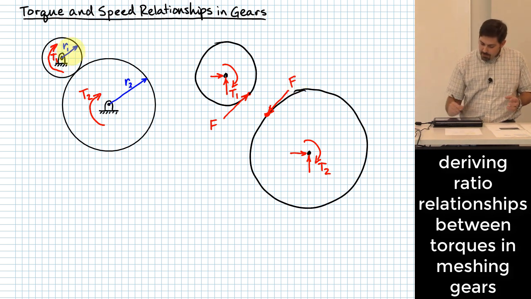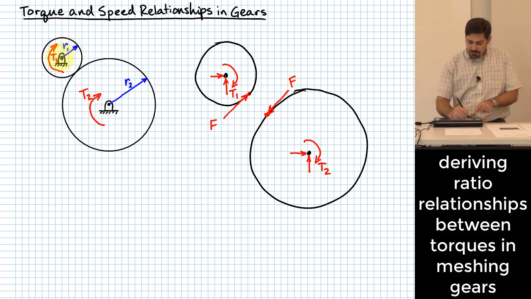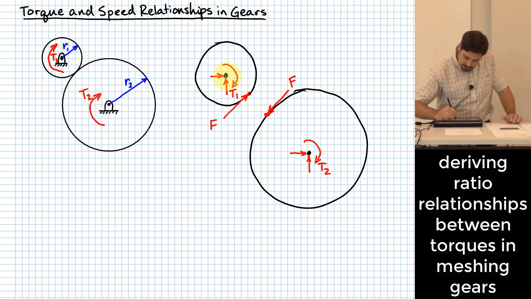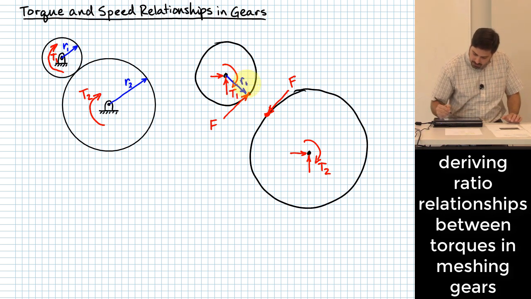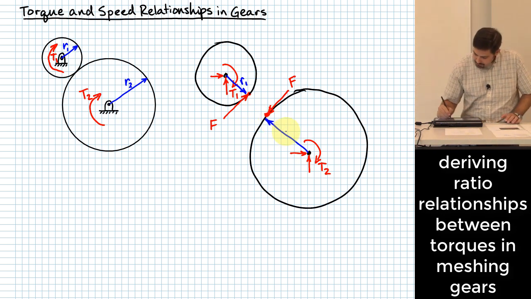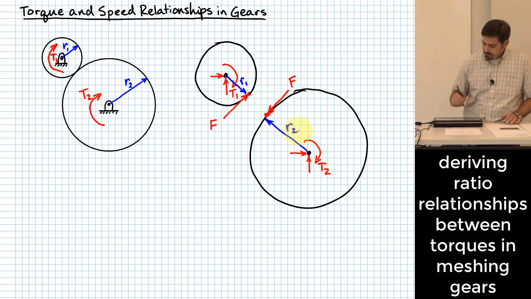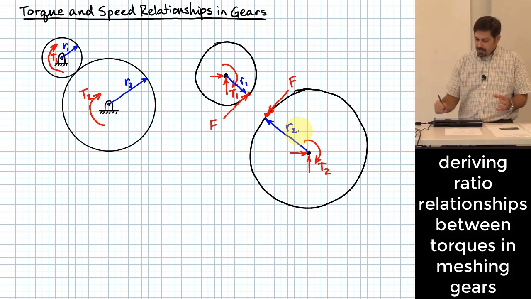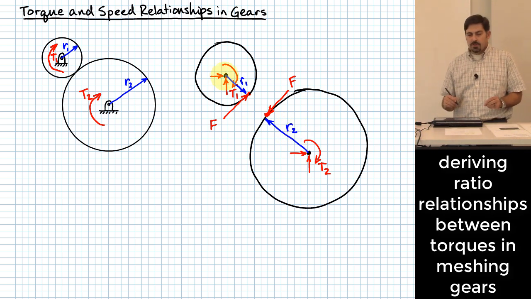Also, we remember that we had R1 and R2 on the original figure as the sizes of these gears. Let me actually show those in a strategic location. Let's say that that is R1 right there, and this is R2. Can we use the relationships that we have on these two figures to come up with a relationship between T1 and T2?